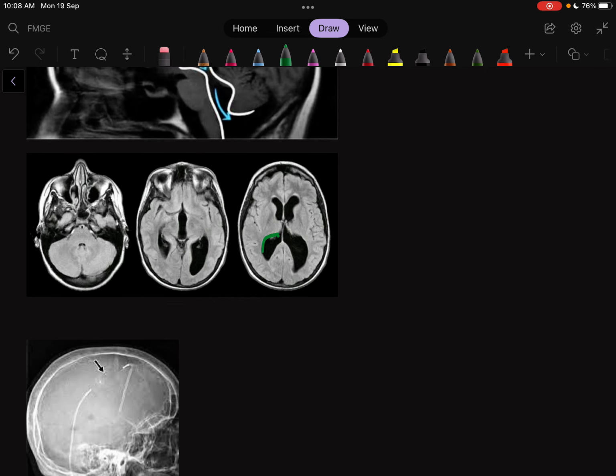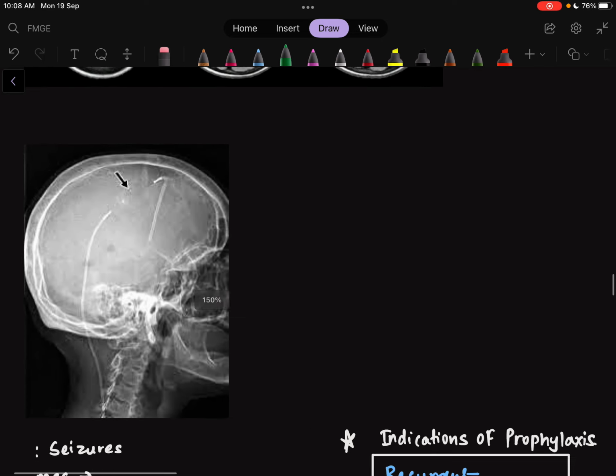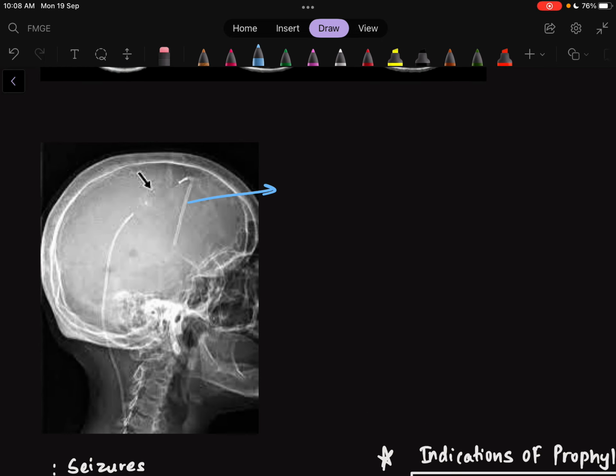Then this abnormal swelling of ventricles, increased CSF, that is hydrocephalus in MRI of brain, and this image is showing a ventriculoperitoneal shunt.